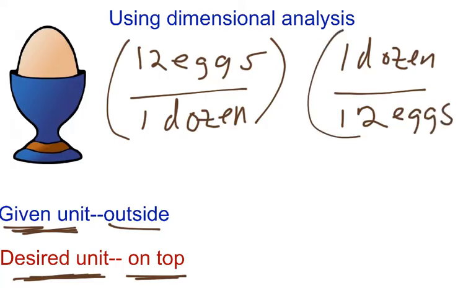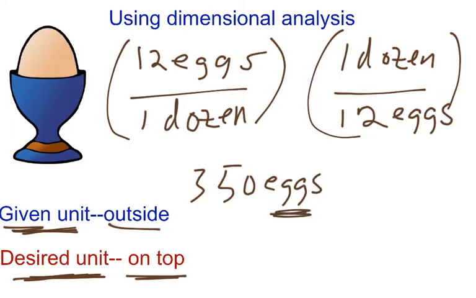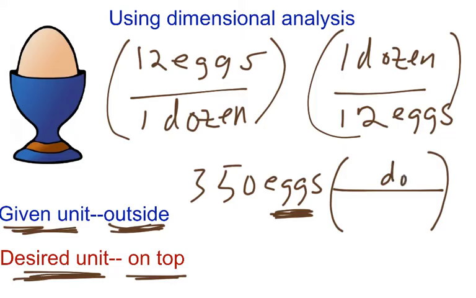Now let's just say you were given 350 eggs, and they want you to know how many dozen are in that. This is what we're given, 350 eggs, so this unit goes on the outside. So you'll just put your conversion factor. You're trying to change eggs into dozens, so the desired unit will be dozens. The dozens will go on the top. We are trying to get rid of eggs, so eggs goes on the bottom.